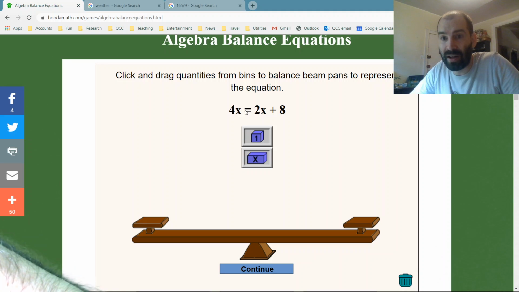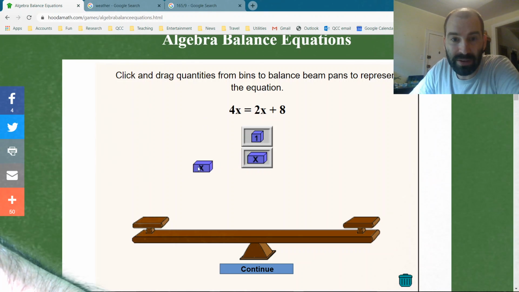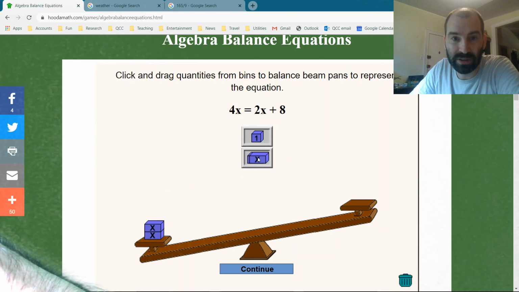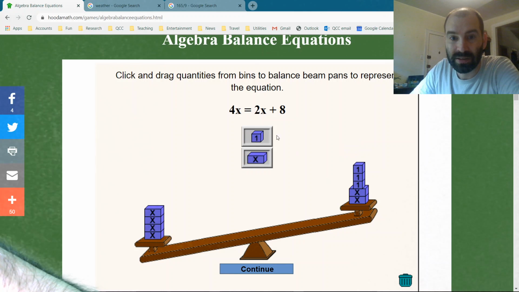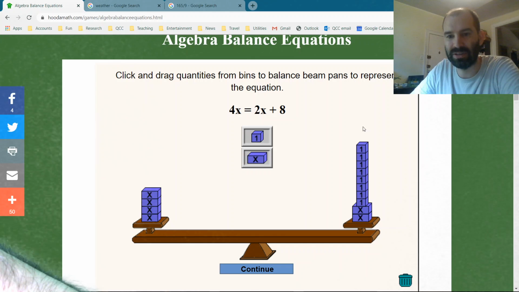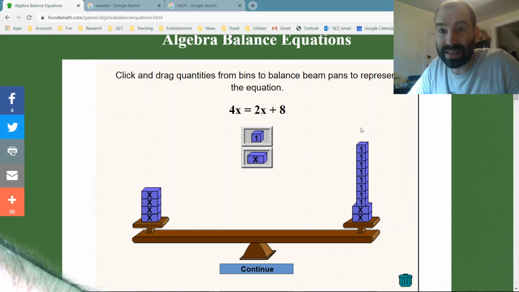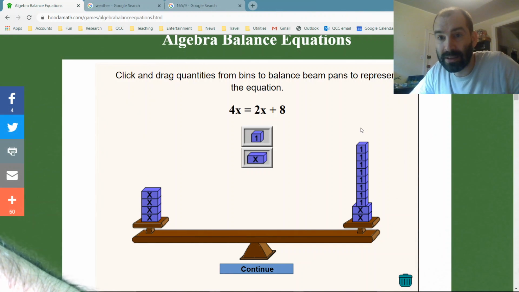So let's load up this scale, all right? So we see 4x on the left. So let me drop 4x's over there. There goes the scale off kilter because I put too much on one side. And we got 2x's on the right, and we've got 8 ones. All right, because plus 8 means you're adding 1 8 times. So let's keep plopping those on there. One more. Oops, is it not letting me do it? There it goes. Okay, so the scale is balanced, right? Because that's what the equation says. It says that 4x's is the same as, equals, 2x's plus 8 ones. All right, so the scale has to be balanced.